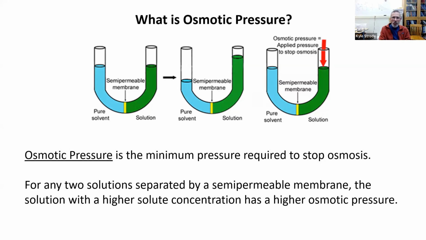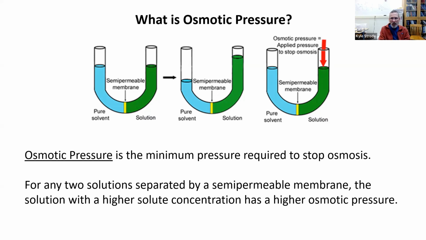Keep in mind that when we have our two solutions separated by the semi-permeable membrane, one of them might be pure solvent and the other might be a solution, but they both might also be solutions. One of the two liquids might be a low concentration solution and the other might be a high concentration solution. The solution that has the higher solute concentration is the one with the higher osmotic pressure. And you can see that we would have to apply a pressure to the green solution.